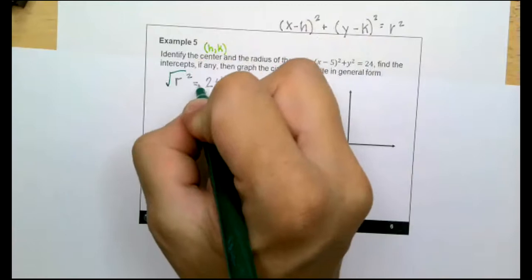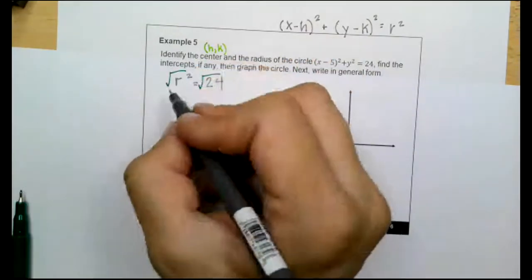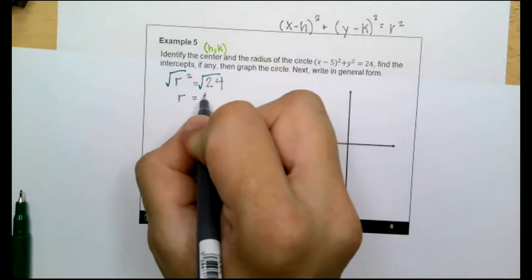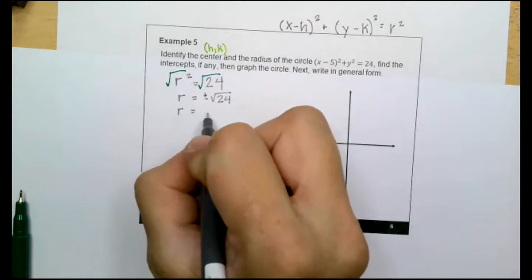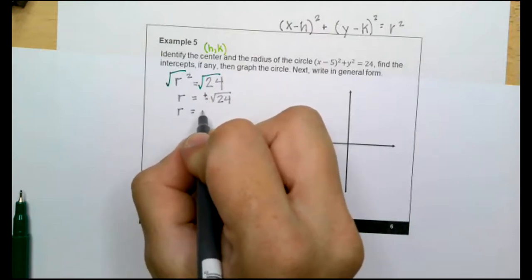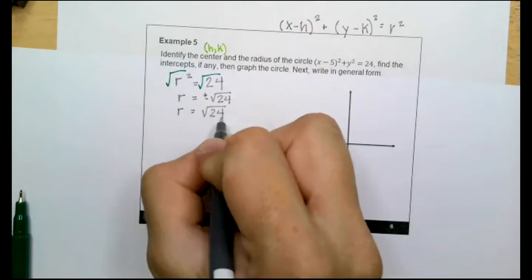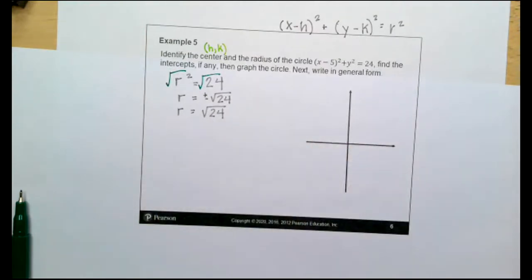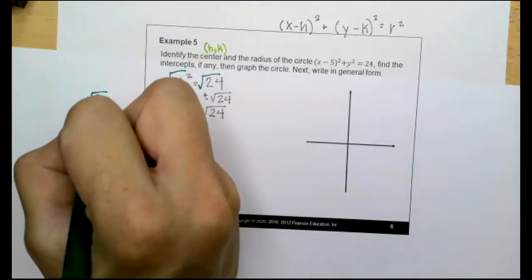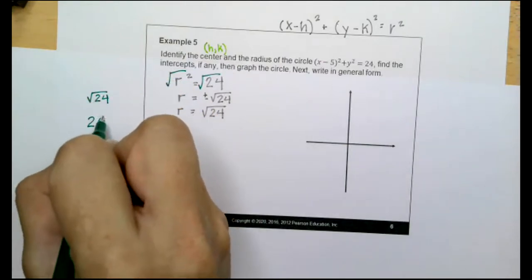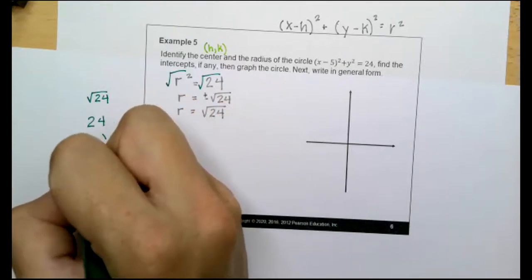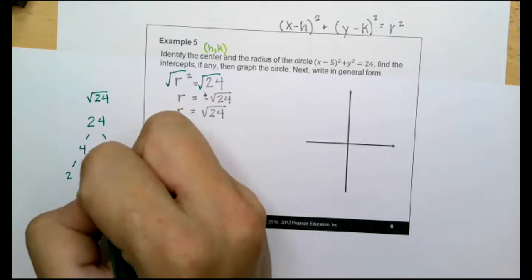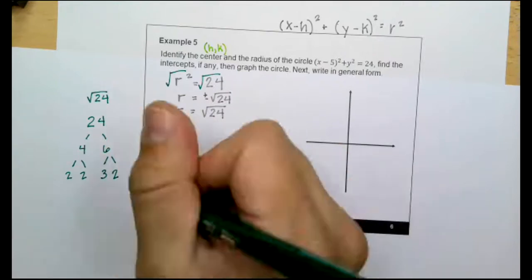Not beautiful, right? That's not a perfect square. So r is plus or minus the square root of 24. Remember, we ignore the minus, so we just say r is the square root of 24. Now, can we simplify the square root of 24? What can we divide 24 by? Maybe 4 and 6. Then 4 becomes 2 and 2, and 6 becomes 3 and 2, right? So the factors of 24 are 2 times 2 times 3 times 2.